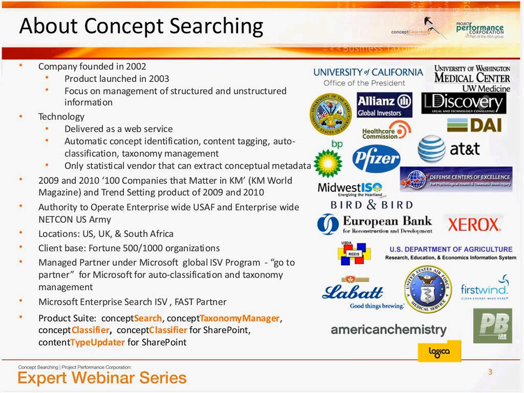Concept Searching was founded in 2002, launching product in 2003. We began with the Fortune 1000, but like every software company, we continue to expand, and we're slowly starting to get into the small and medium mid-market environments. We are a strategic partner for Microsoft, and the go-to partner for auto-classification and taxonomy management. I like to call it term store management now, because it automates all the processes you need to ensure that your term store works effectively.